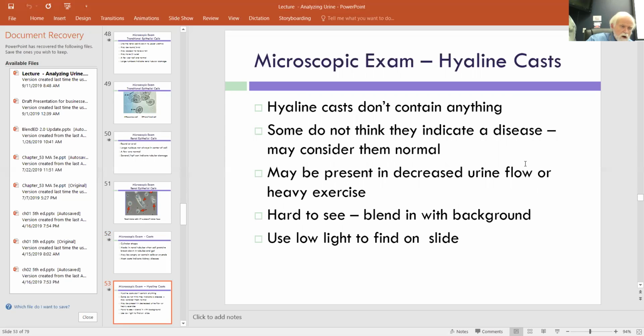So we have things called hyaline casts. They're empty. They may or may not be normal. They're seen commonly, but they're hard to see. So don't be worried if you don't see anything. In fact, I hope you see almost none of this stuff in your sample. You may see this when people have low flow of urine or when they're heavy exercisers.